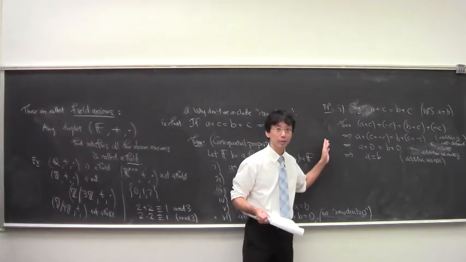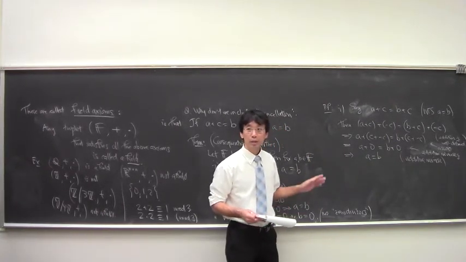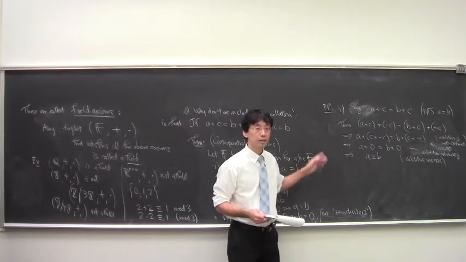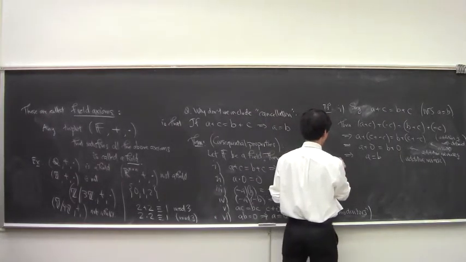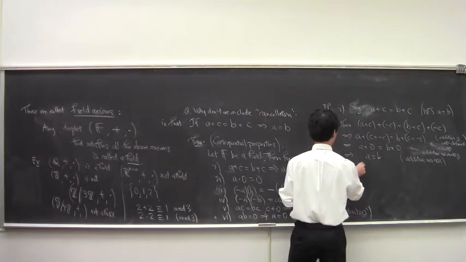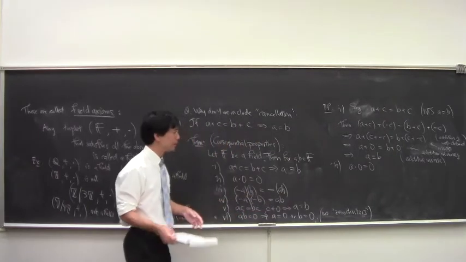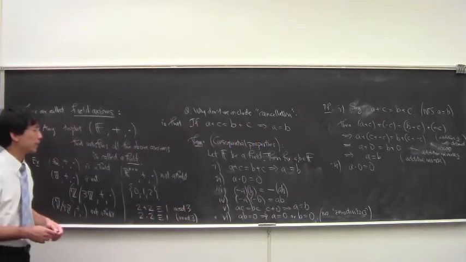Any questions? No? Okay, good. So I'll let you try one. Do number 2. Show me that A times 0 equals 0, using the basic axioms.